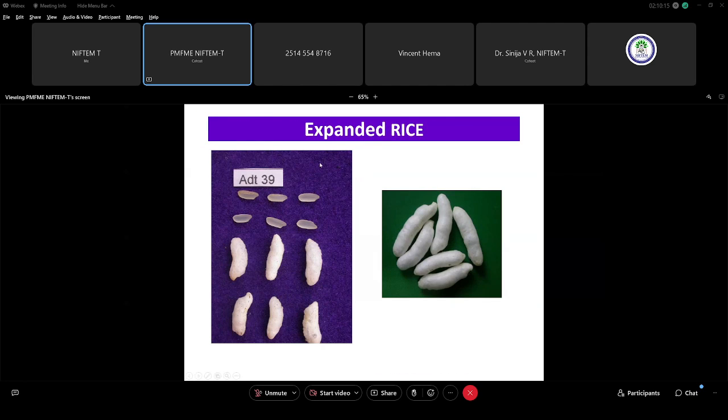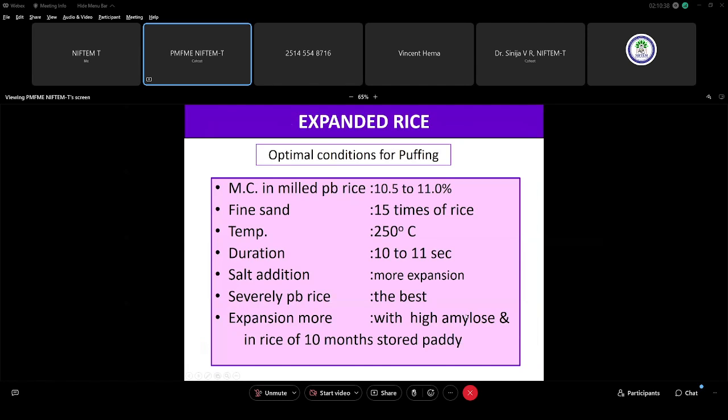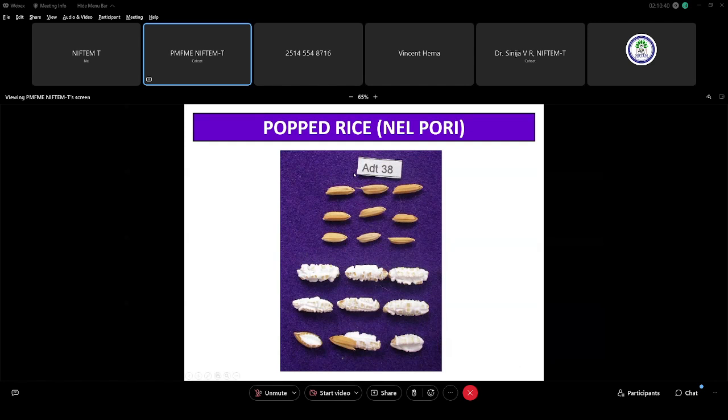Expanded rice. Here we have to soak the paddy in hot water, and well milled rice is used for expanding the rice. The salted expanded rice, milled rice is put in the roaster and the puffing is obtained here in this roaster. So after cooling, it is packed here.